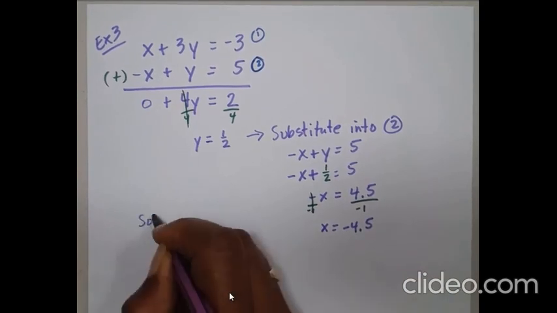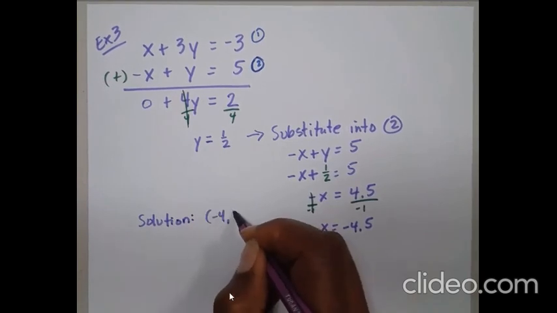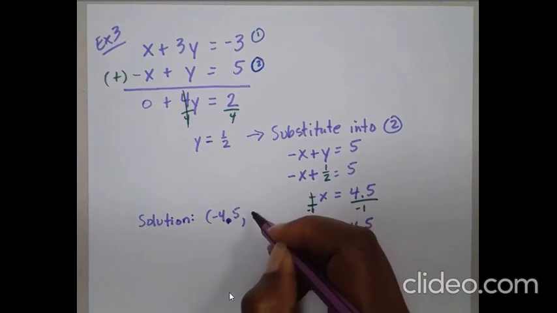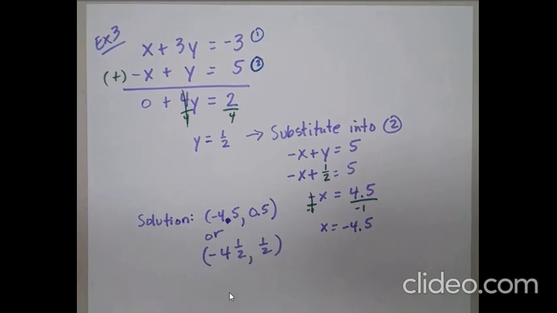Our solution here, according to these two, is negative 4.5, comma 0.5. Or negative 4.5, comma 1/2. You can turn it into decimals or into fractions. Either way, you probably should be consistent between what they are. If you want to make sure that you've done this correctly, you can substitute this solution back into both of these equations and make sure that it works. Okay? Another example.